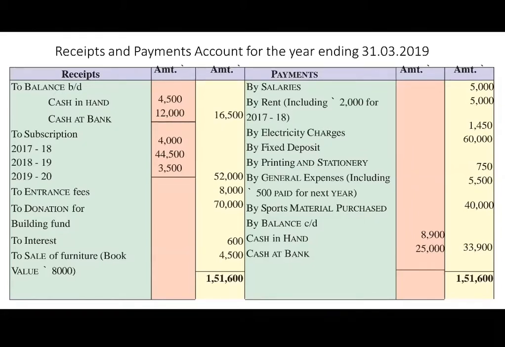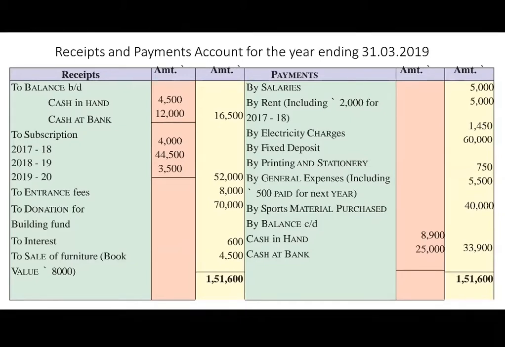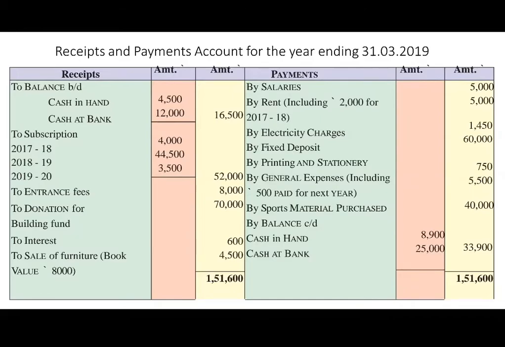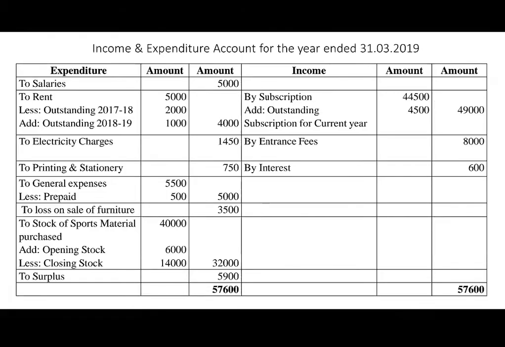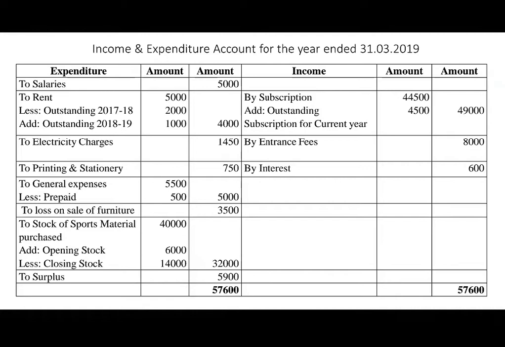And if it was only said donation, then we would record it on the income side of the income and expenditure account. But in this problem it is clearly mentioned that the donation is for building fund. For what? For building fund, which means you are going to record it on the liability side of the balance sheet. Now we are not preparing a balance sheet, which means we are not going to record this donation anywhere. Is it clear everyone? So if you see over here, do you see the donation? You do not see the donation because it is clearly mentioned that the donation is for building fund.